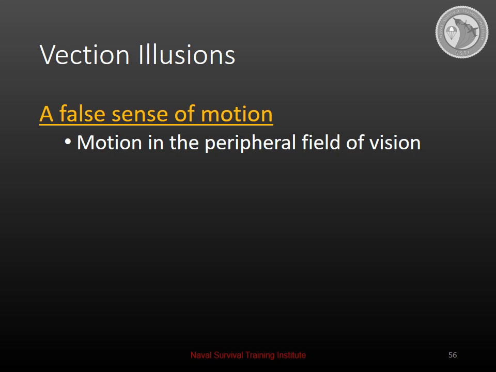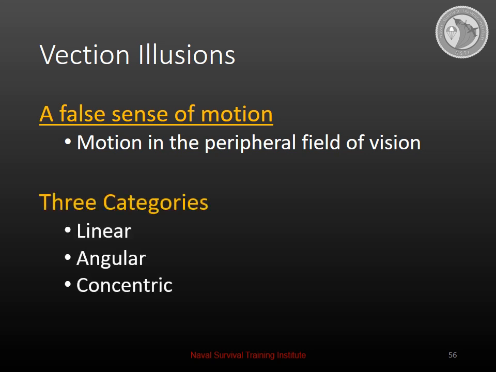Vection is a false sense of motion due to movement of the peripheral field, especially when my entire peripheral field is moving in some way. I will feel as though I am moving. There are 3 categories of vection: linear, angular, and concentric, and we'll talk about each of them.